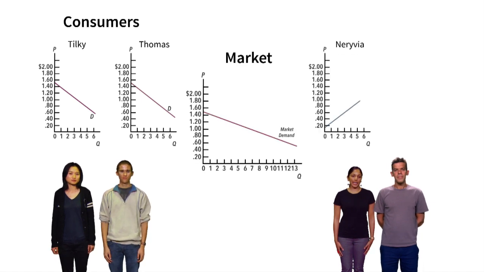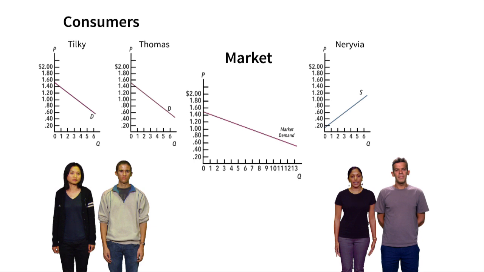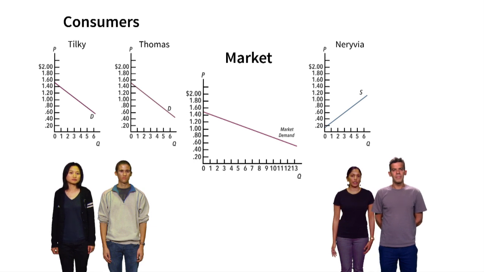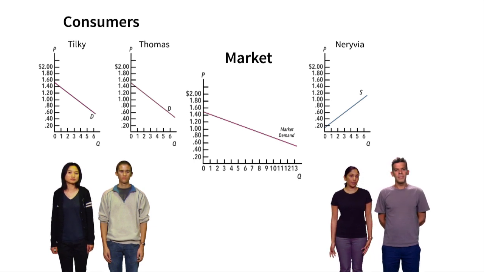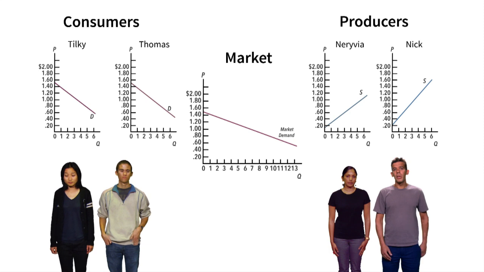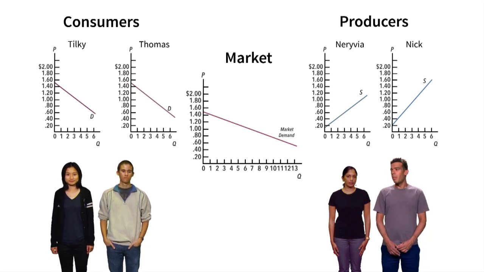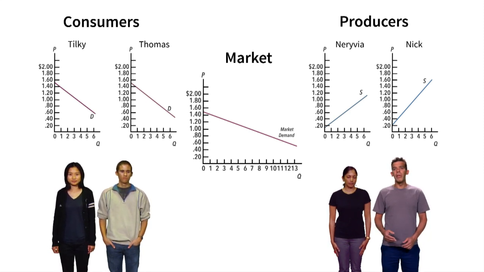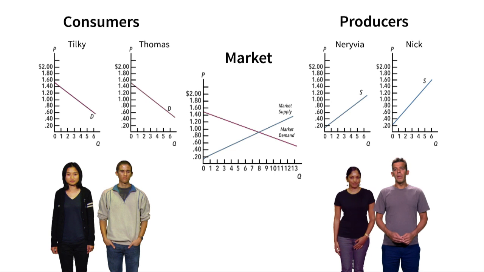This is my supply curve, which is derived from my marginal costs. And you can see that as I produce an additional rose, my marginal cost goes up. It's different from the marginal cost curve of Nick. And this is my marginal cost curve. As you can see, as I produce more roses, my marginal cost increases also. My curve and Nerivia's curve together make up the market supply curve for roses.